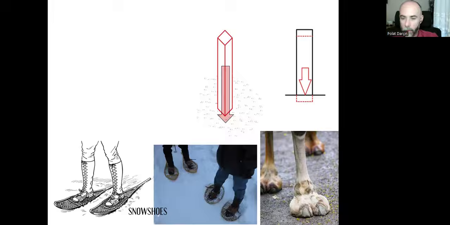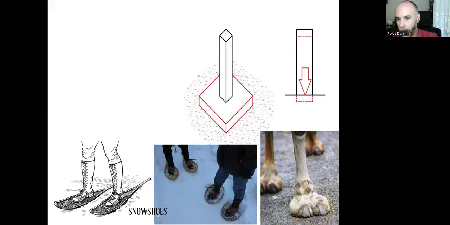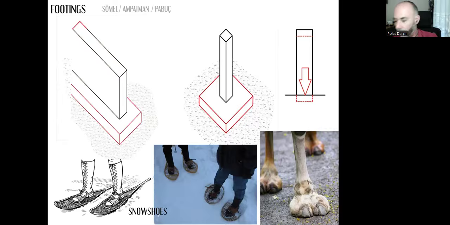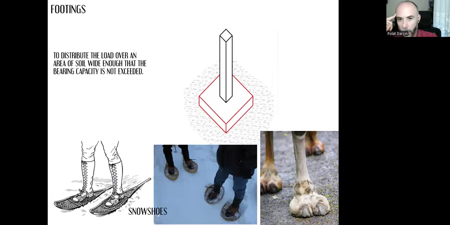We can create something similar if we end these foundation columns with a pad like that. That's what we call footing. In Turkish, sömel, ampatman, or pabuç. We mostly use sömel. And it doesn't matter if it's a single column or a shear wall, the same principle will apply. Even if the wall is long in one direction, again, there's this risk of burying down. So we can provide footings, a longer footing for the shear walls as well.